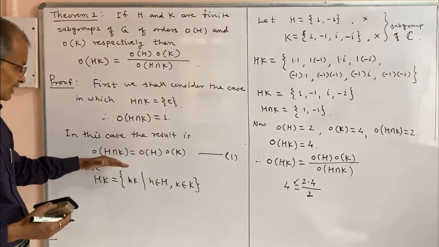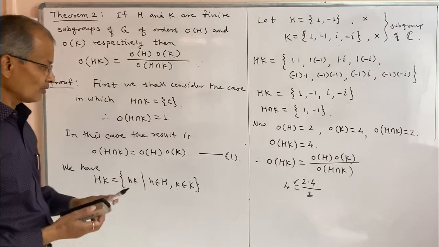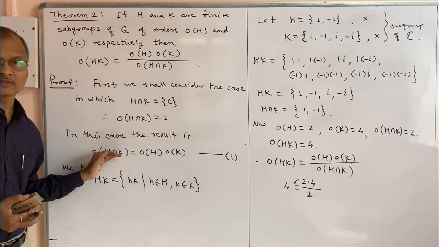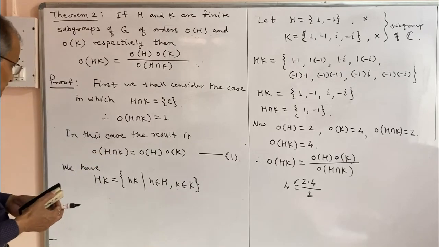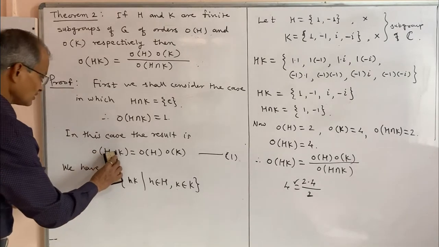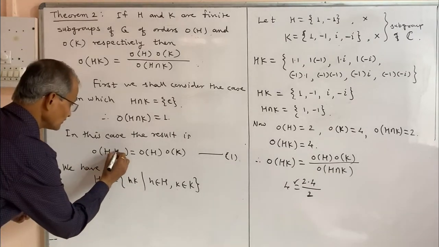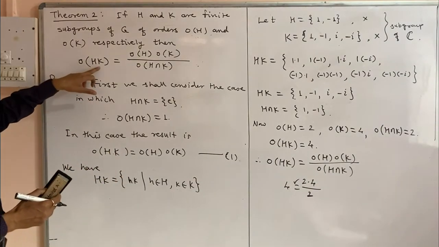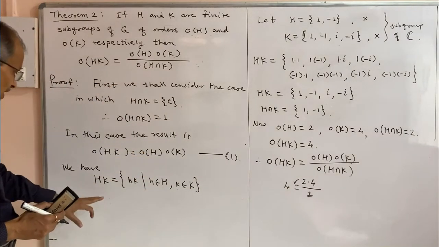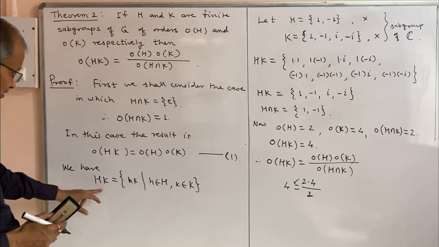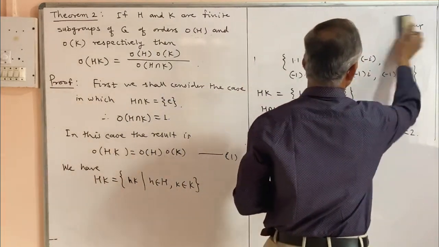Now here there is no repetition, and this result will fail only if there is a repetition in the elements of HK. So the result is order of HK equals order of H into order of K, and by definition we have this as HK. So result 1 will fail.